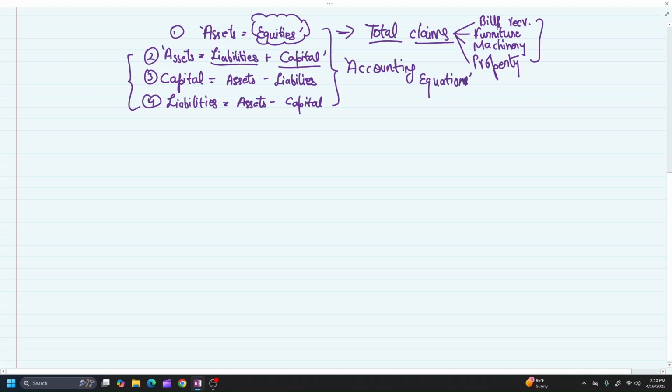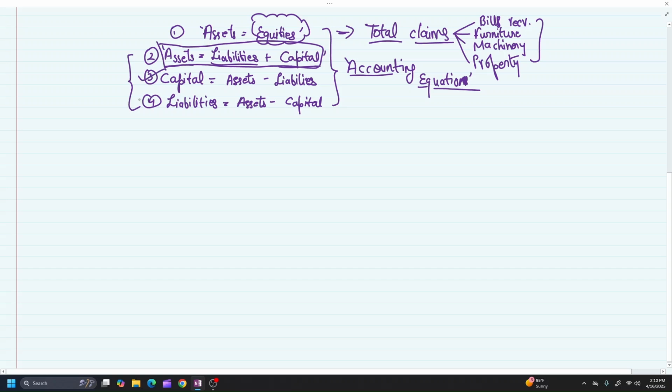Accounting equation. Okay, so I hope now you understand what we are going to study. We are going to study the accounting equation. What is the accounting equation? The whole chapter is about this formula only. Why am I saying only this formula?